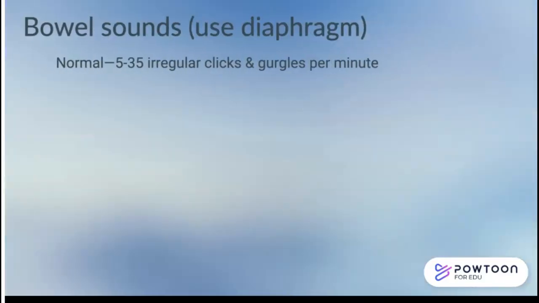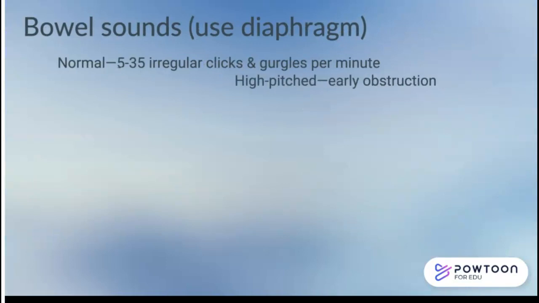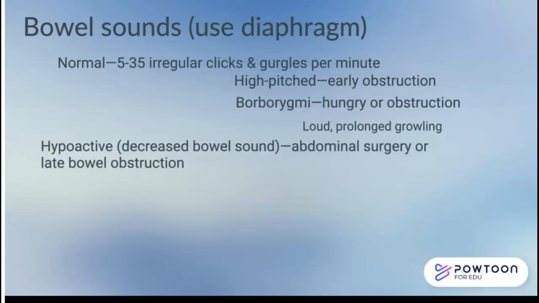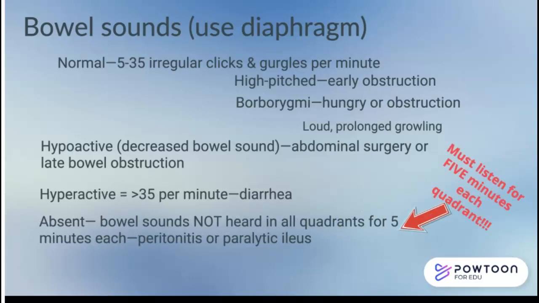It's normal to hear 5 to 35 clicks or gurgles per minute when listening to bowel sounds. The term is called borborygmy, and that's called stomach growling. Hypoactive is less than 5 per minute. Hyperactive is greater than 35 per minute. Absent is no sounds for 5 minutes.